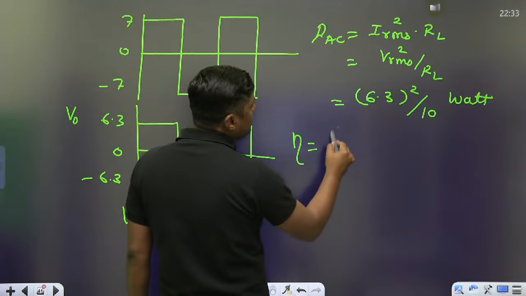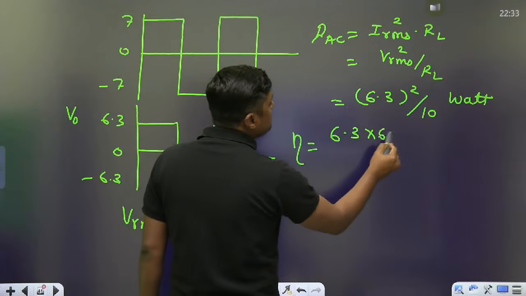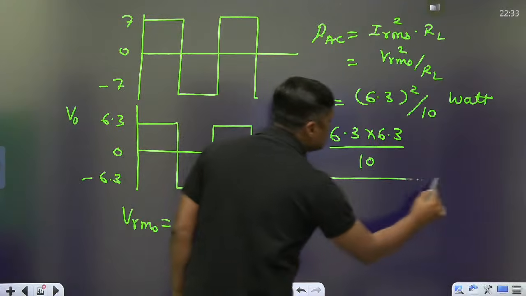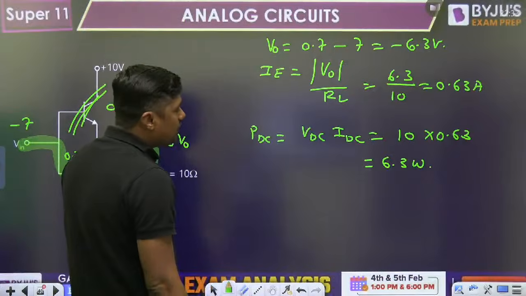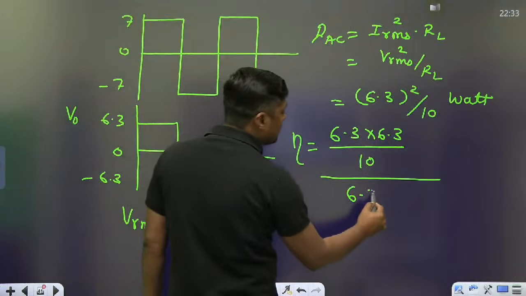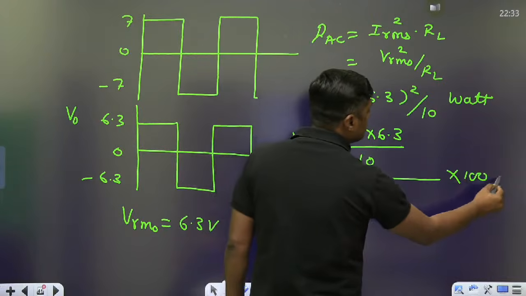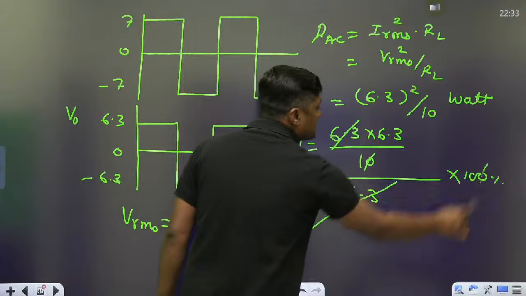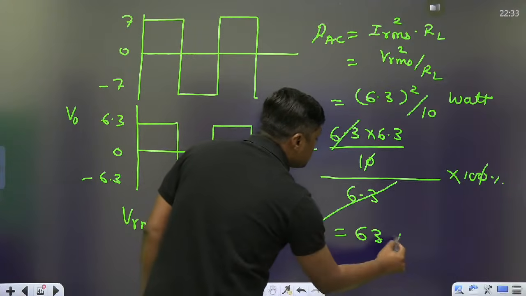What is the final efficiency? AC upon DC. What is the AC? This is the square upon 10. This is the AC power upon DC power. What is the DC power? 6.3 watt into 100. This 6.3 and this 6.3 cancel out. What is the efficiency? 63%.